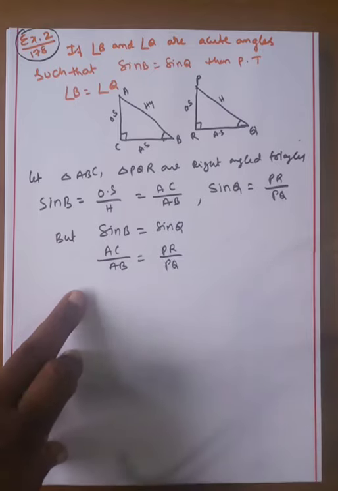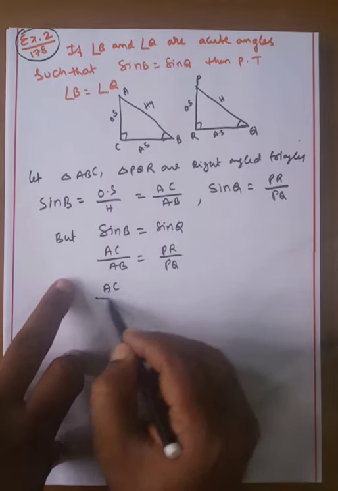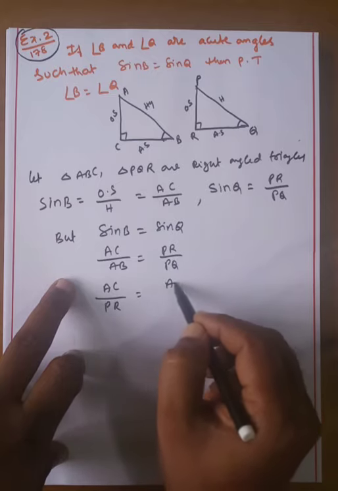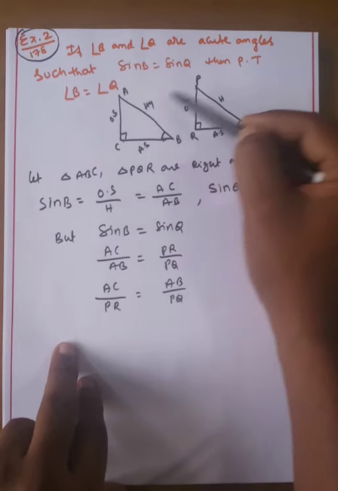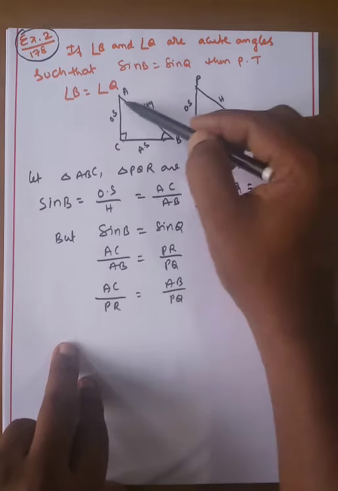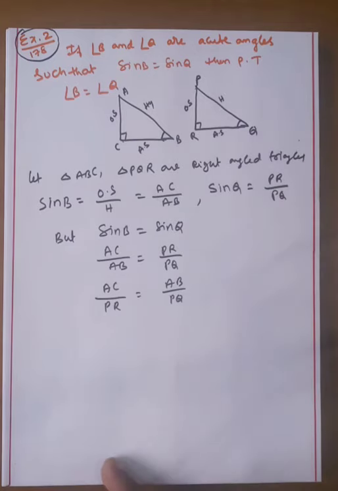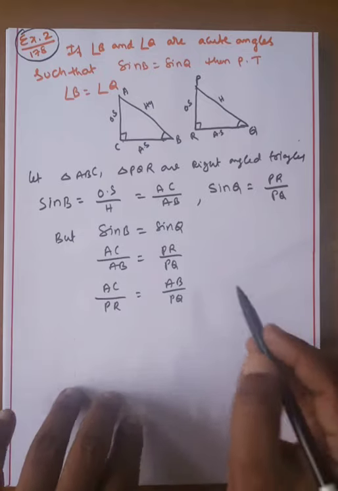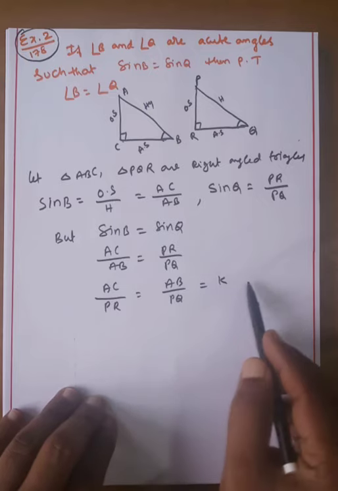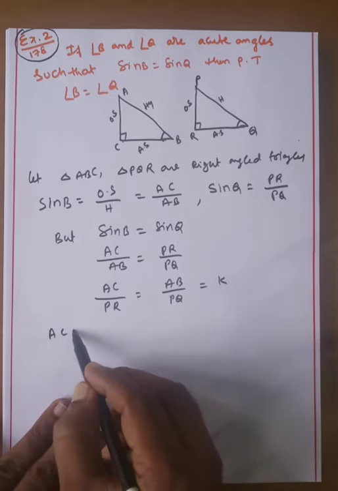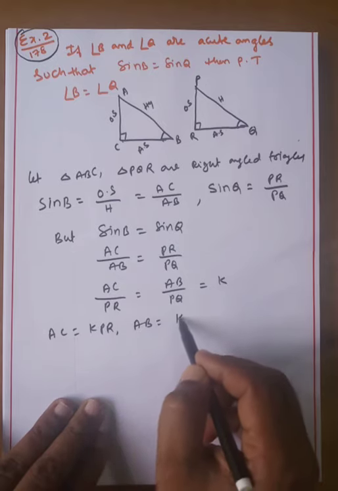What happened here? Now you take this side: AC by PR is equal to AB by PQ. This side by this side is equal to this side by this side. Our goal is, suppose this ratio is equal to K. Then AC is equal to K times PR, and AB is equal to K times PQ.